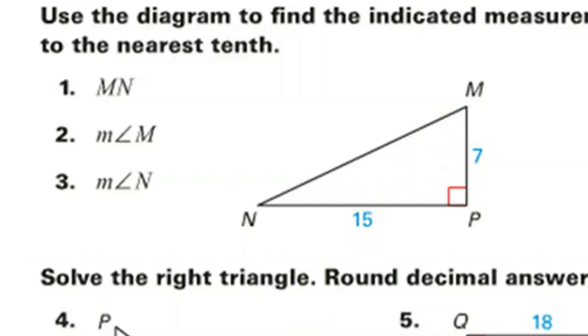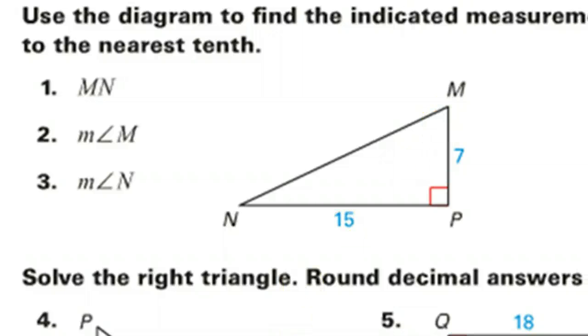Well, we don't need a trig function for this. If you're given two sides and you're asked to find the third side, that's all about the Pythagorean theorem. So, like if we call this x, then it's a squared plus b squared equals c squared, right? So we're talking about 15 squared plus 7 squared is equal to x squared.